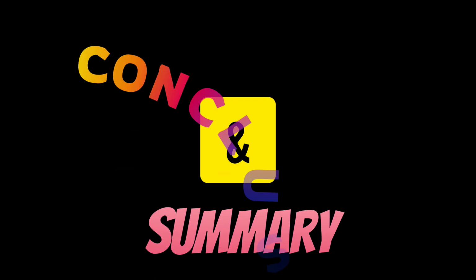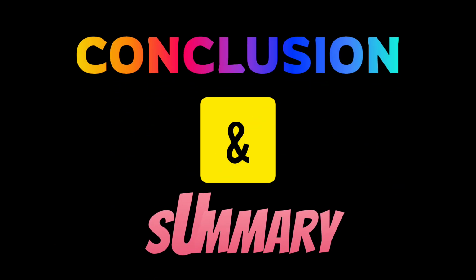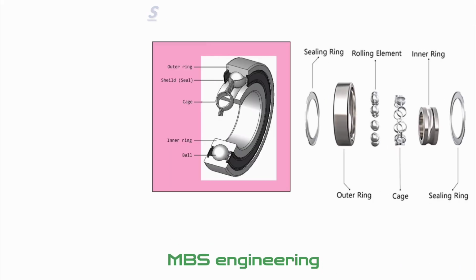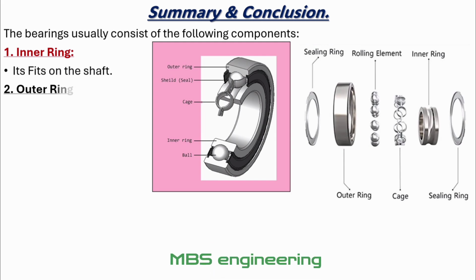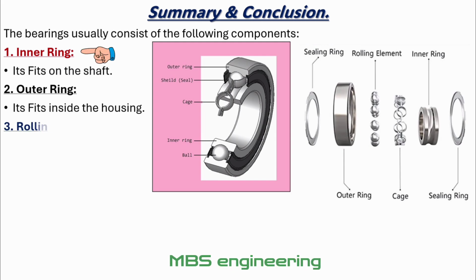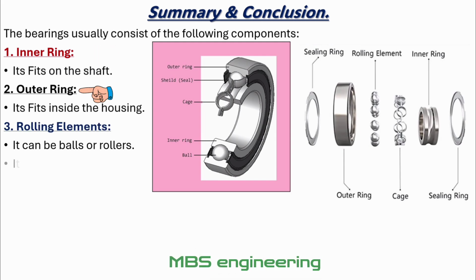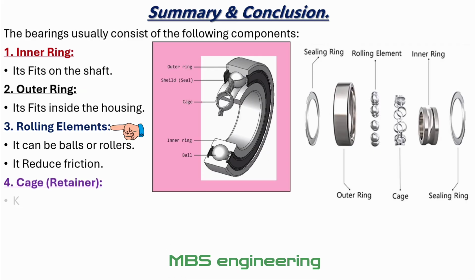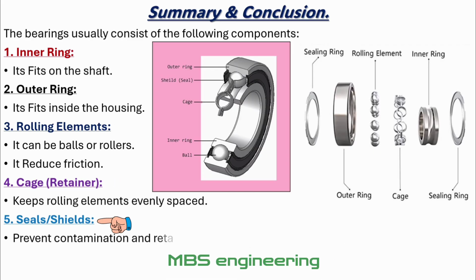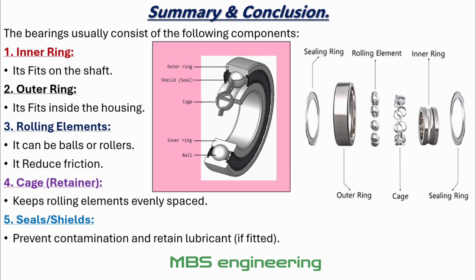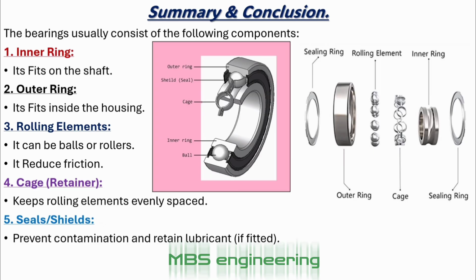The conclusion and quick summary of the tutorial. Let's quickly summarize what we learned today. We covered what a bearing is, the functions of a bearing, and the 5 main bearing components: inner ring, outer ring, rolling elements, cage or retainer, seals or shields. Understanding these basic components will help you better understand how bearings operate and why they are essential in almost every machine.